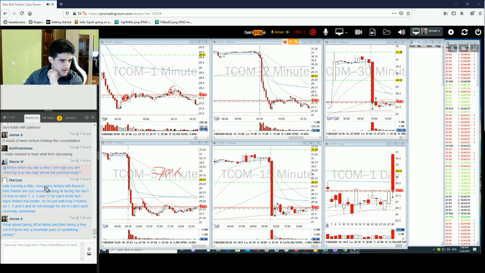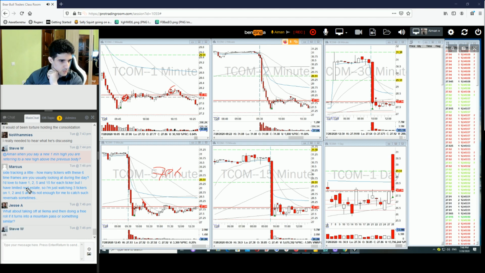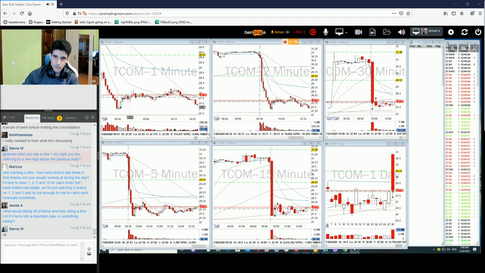Side tracking a little. How many tickers with these 6 time frames are you usually looking at during the day? Marcos, only 3. I don't watch more than 3 stocks at the same time, especially since I'm going with a fast trading style. You can see that 1 minute is my entry. I need to pay close attention to it. If I'm watching 5, 6, 7 stocks and I'm late around 10 or 15 seconds into some trade, I will miss the move. So I can't pay close attention to a lot of stocks at the same time. It's only 3 maximum.